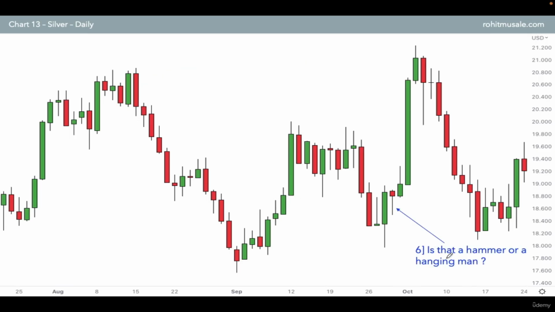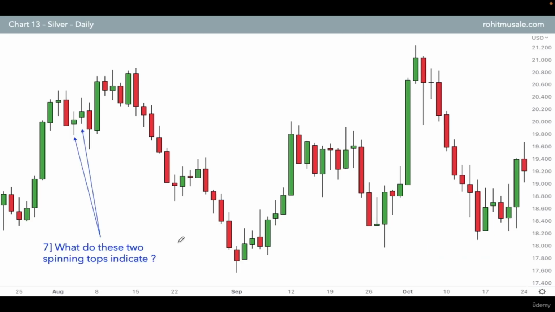Number 6, is that a hammer or a hanging man? Well, it's not a hanging man, that's for sure, because a hanging man comes after an uptrend. There is no uptrend here. I wouldn't call it a hammer because, see, a hammer should come after a downtrend, although there is a downtrend here. But the uptrend has already started with this morning star, right? So I would not call it a hammer as well. So it's neither a hammer nor a hanging man. See, if you replace this candle with this candle, then it's a hammer. But since it is coming after that morning star, it's not a hammer because the prices have already started to move upwards.